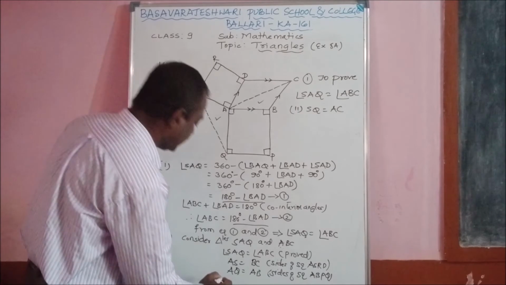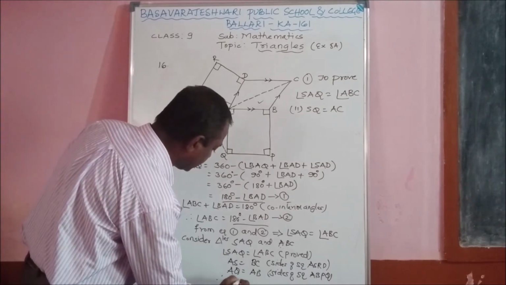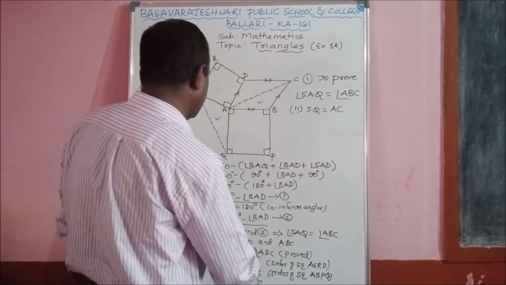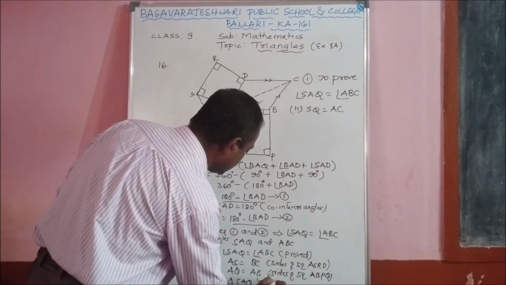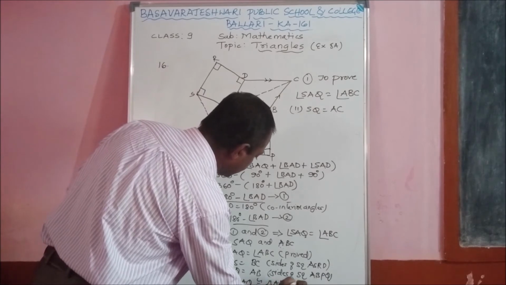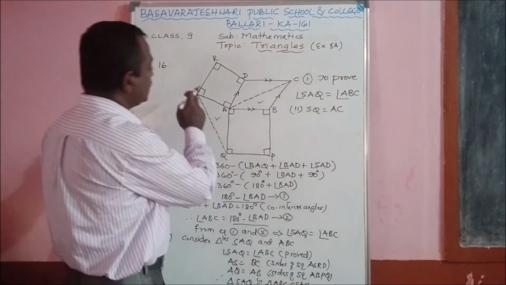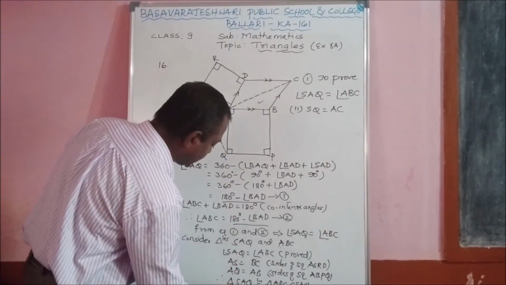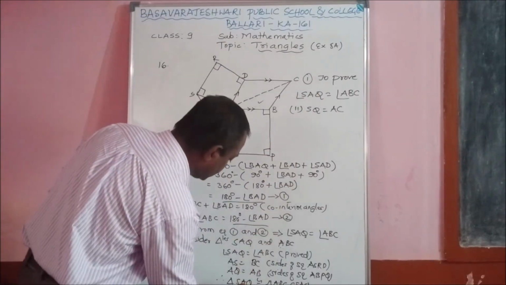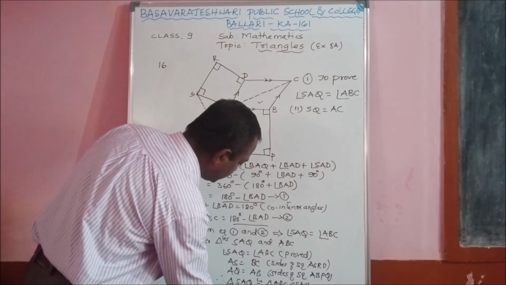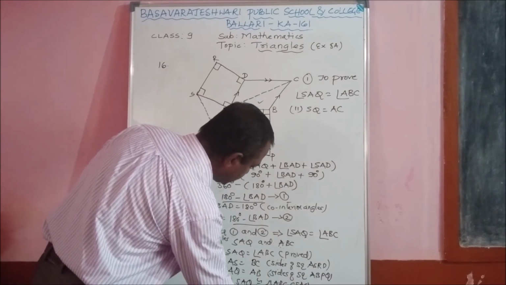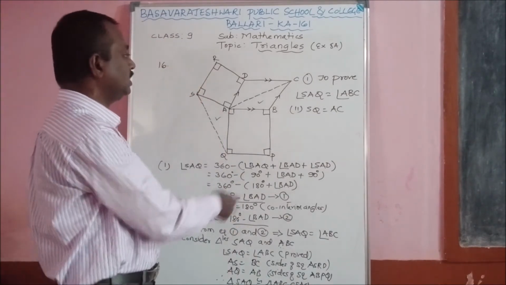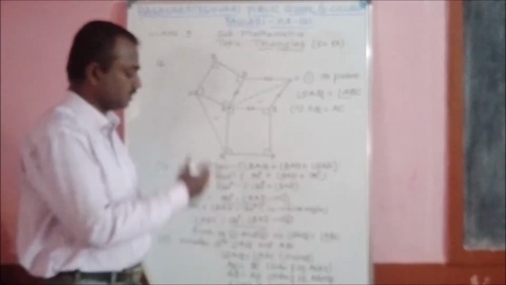So therefore we can say two triangles are congruent. Triangle SAQ is congruent to triangle ABC. On what basis? SAS, because side, angle, side. So this implies SQ is equal to AC. So now in this way we can prove the second part. So note down this.